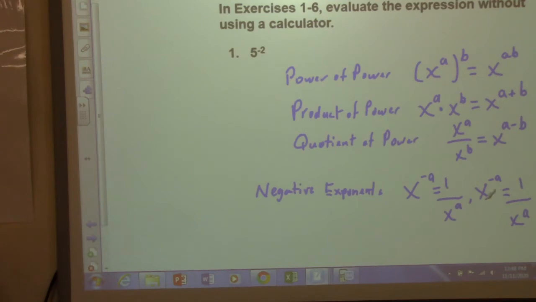Oh, hey, I need to get a different version. Thank you for catching that. Let's write this differently. If we have 1 over x to the negative a power, that's equal to x to the a power. There we go. Thanks for catching my mistake there.